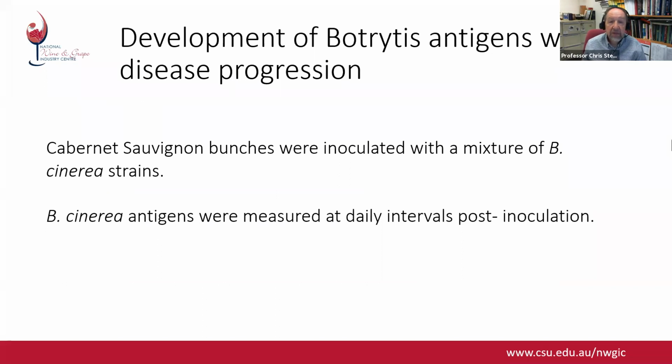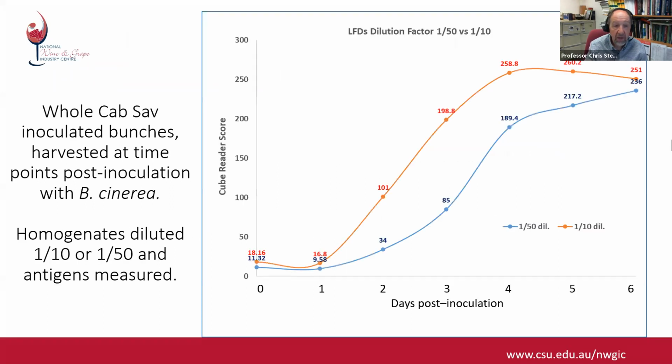So what have we done to evaluate this kit? Well, one of the things that we first carried out was to take Cabernet Sauvignon bunches in the lab, and we inoculated these with a mixture of strains of Botrytis. So this is lab inoculated, and then we took those bunches, and at daily intervals after inoculation, we measured the Botrytis antigens using that cube reader. And this is the types of results we've got.